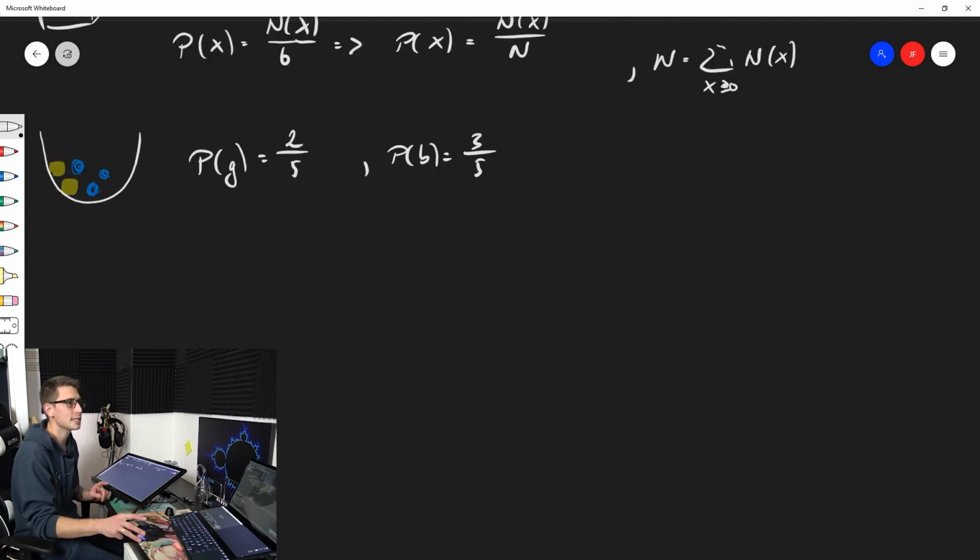Now I would like to go a step further with the urn scenario, because I would like to talk about something called tree diagrams, and they are going to be the motivation for what we are going to do next, namely the total probability in a system.